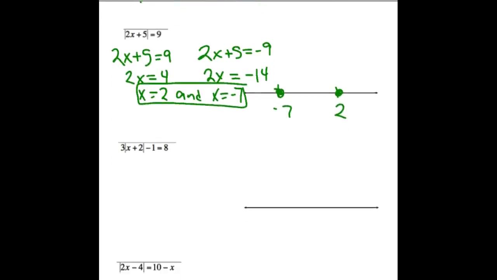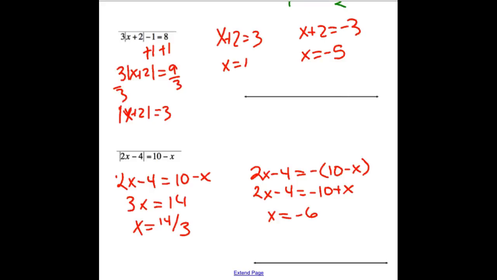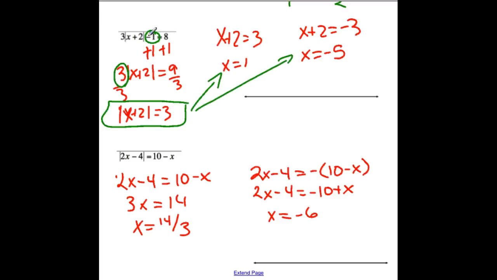Here are some more problems that you have on your paper. Here's 2 more. Pause the video and try these 2. On this first one, you needed to first isolate the absolute value, just like you would with a parenthesis. So you got rid of that -1, and then next we got rid of that 3, and then you're left with this absolute value of x plus 2 equals 3, which we then created into 2 separate equations. Make sure you went back and checked them. I happened to, and they both worked. You graph your answers, that's what you got.